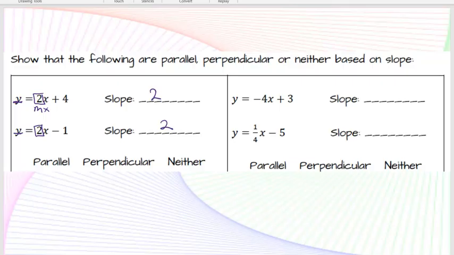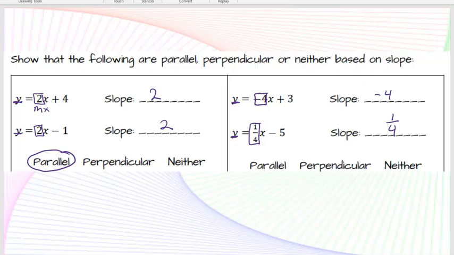So because they are the same, are they parallel, perpendicular, or neither? If you answered parallel, that would be correct. On the next one, again, it's already solved for y, so we know our slope is just next to x. So our slope here is -4. Again, we're solved for y, so our slope here is going to be next to x. And our slope here is going to be +1/4.